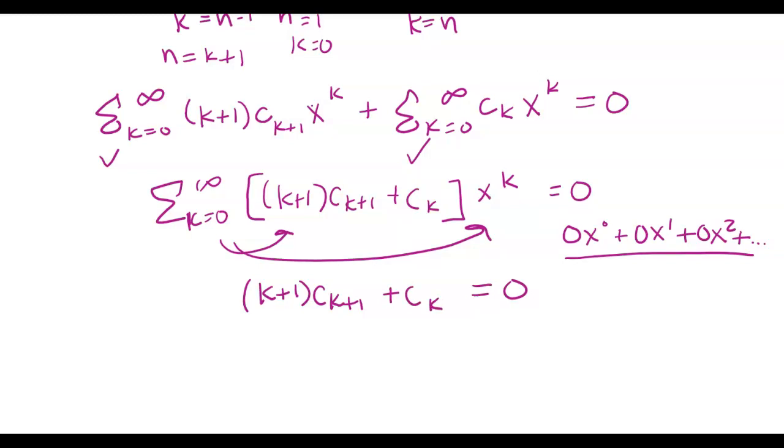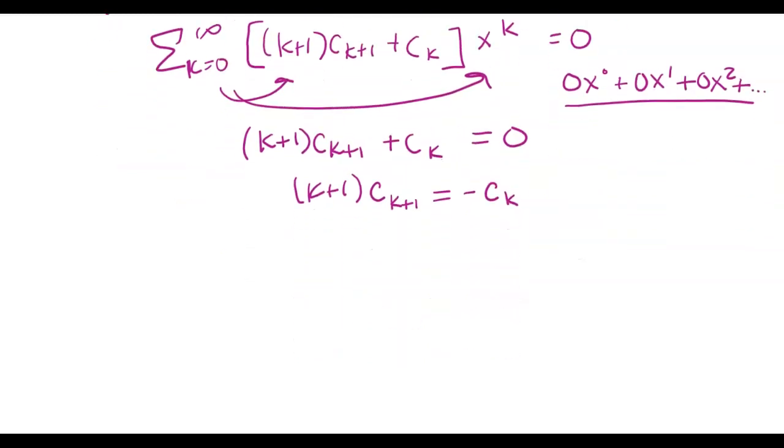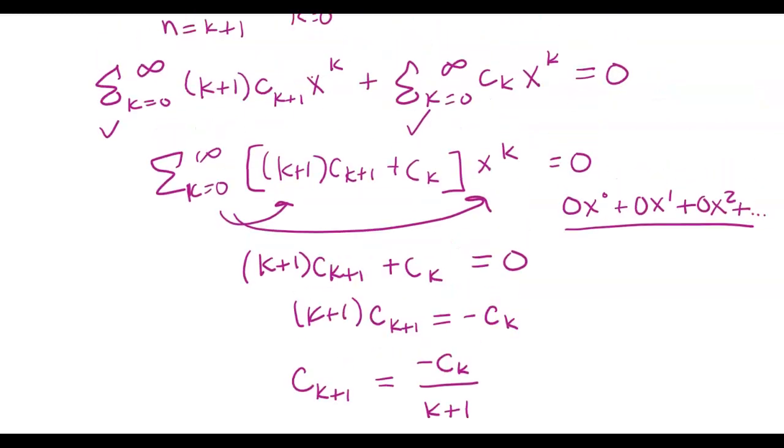Well, what does that mean? That means that (k plus 1) c of k plus 1 must be equal to negative ck. Or the next term in the sequence must be negative ck over k plus 1. So let's list out a couple of these.